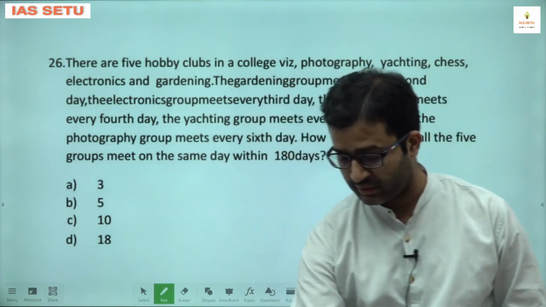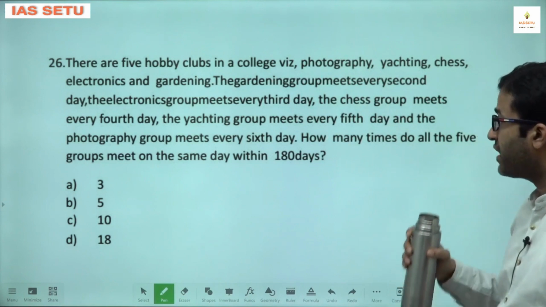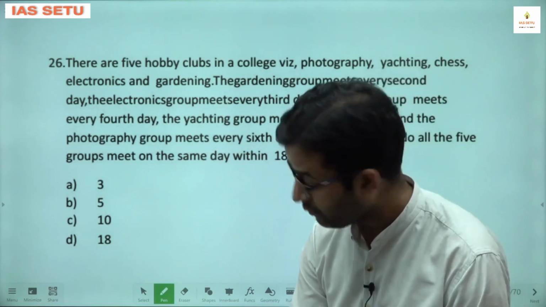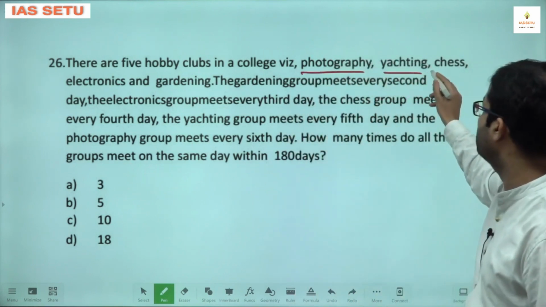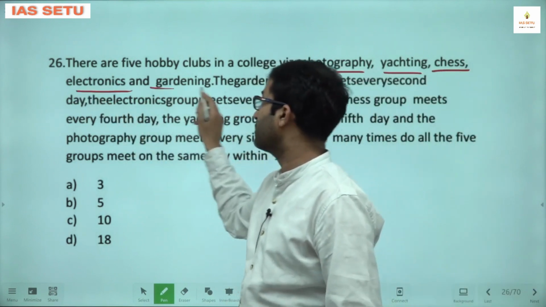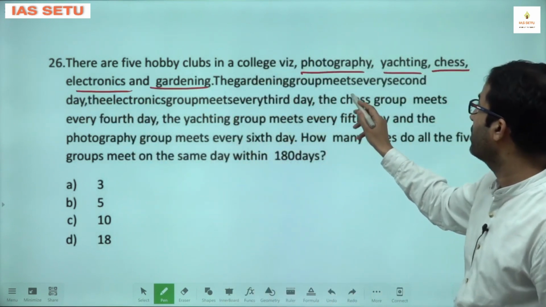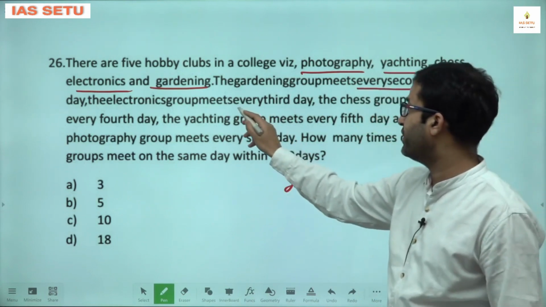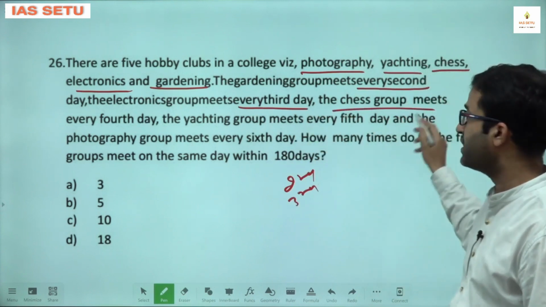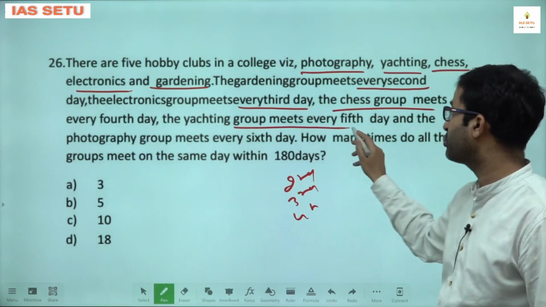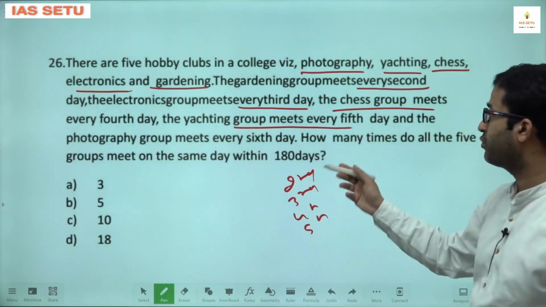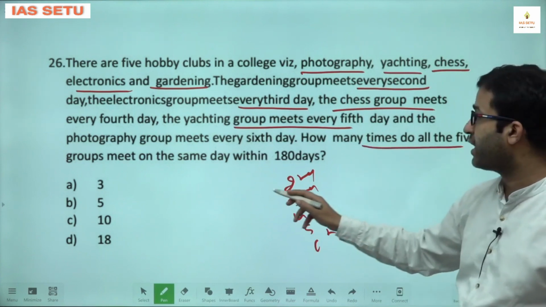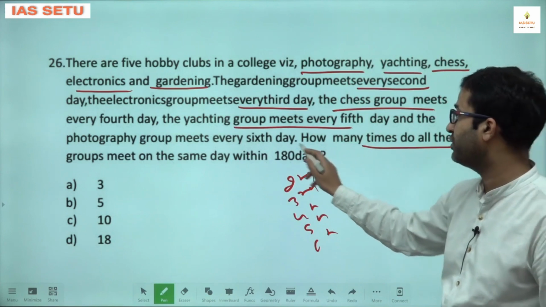Question number 26. There are 5 hobby clubs in a college: photography, yachting, chess, electronics, gardening. The gardening group meets every second day. The electronics group meets every third day. The chess group meets every fourth day. The yachting group meets every fifth day. The photography group meets every sixth day. Okay, how many times do all 5 groups meet at the same time within 180 days?